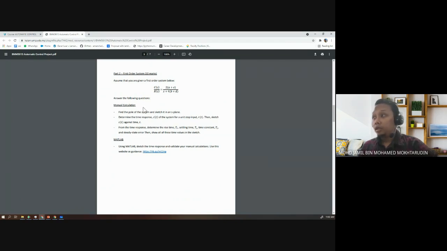So it's simple. You need to manually calculate TR, TS, TC, calculate c(t). So you have the formula given already. So you don't need to derive, okay? And then sketch. For the sketch, you can draw by hand or however you like. Okay, find the poles, sketch in the s-plane. And then you validate your calculation with MATLAB, okay? So you do it in MATLAB, validate your sketch, whether your sketch is the same as MATLAB, and then validate your calculation, whether your calculation is similar with the one obtained in MATLAB.